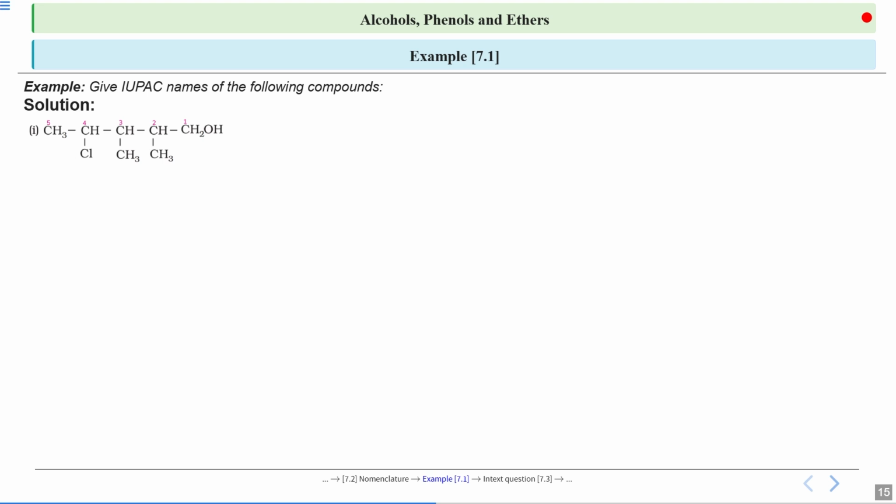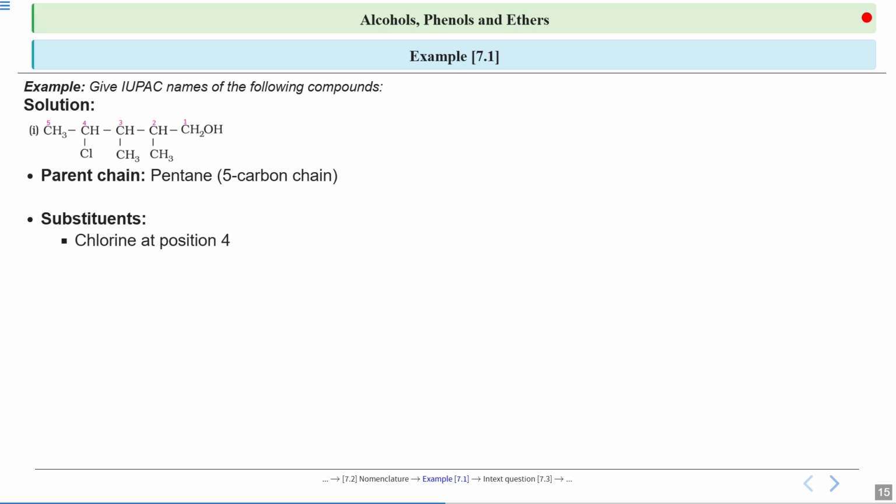So the OH group carbon is giving the lowest possible number. And we have different substituents present, like the fourth carbon has chlorine, the third carbon has methyl, and the second carbon is also a methyl substituent. So here the parent chain is pentane because a 5 carbon chain is there. Substituents here are chlorine at the fourth position, and methyl groups at positions second and third.